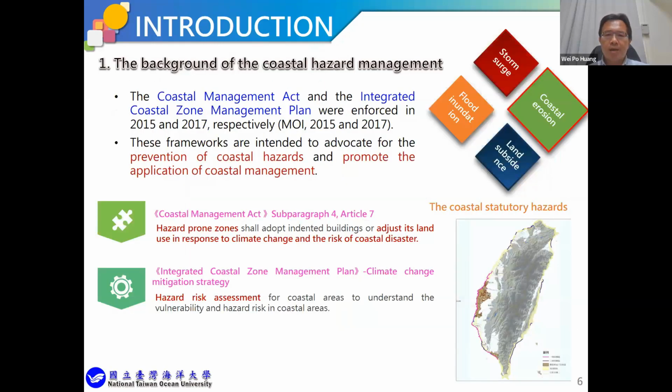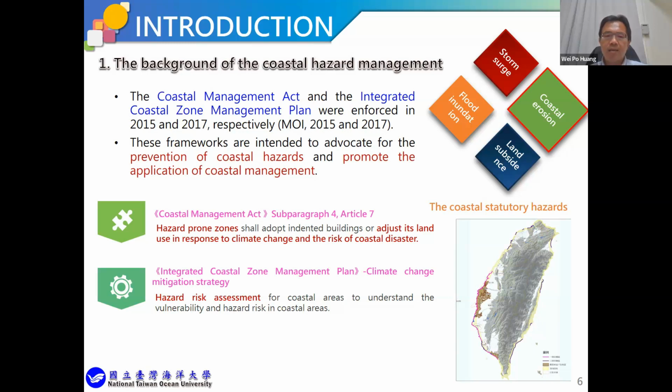Here, let us discuss the legislative framework in Taiwan. Significant strides have been made in coastal management with the implementation of the Coastal Management Act in 2015 and the subsequent enforcement of the Integrated Coastal Zone Management Plan, ICZMP, in 2017. These legislative frameworks are designed to proactively address coastal hazards, emphasizing the importance of coastal management practices.